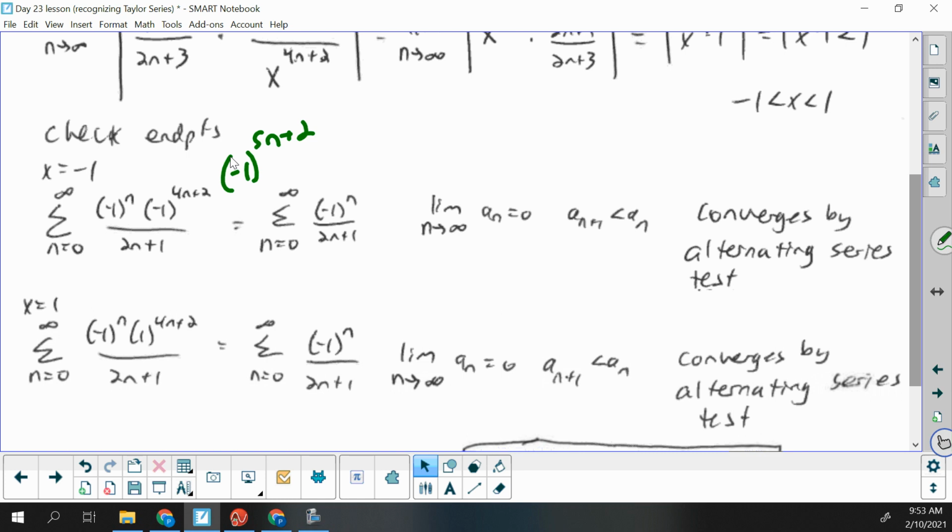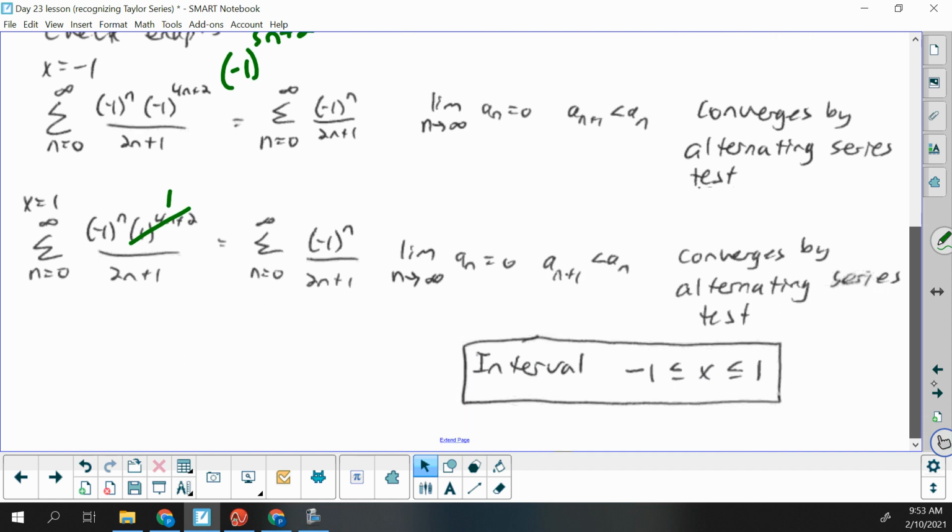Now when you sub in 1, that 1^(4n+2) is just going to be 1, so we just have (-1)^n. So again, that's going to meet the conditions for the alternating series test, so that'll converge. So we are including both the -1 and 1 in our interval of convergence.